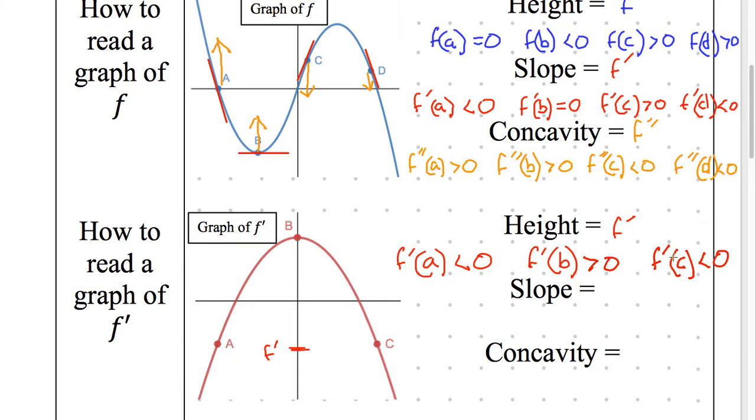Finally, we go to slope. Well, I shouldn't say finally, but slope. It's going to be represented by what? Shout it out. F double prime. So what is the slope at a? What is f double prime of a? It is positive, yeah. Because if I come over here, change my color, it is positive.